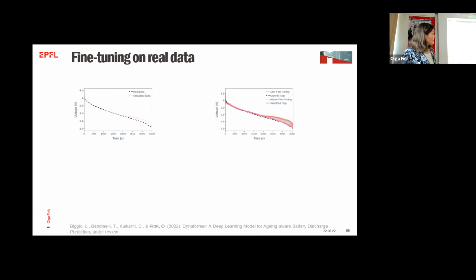So now when we apply just a couple of real discharge trajectories from real data, we are then able to close this simulation to real gap and really start following the real discharge trajectory. So this is just for one discharge cycle. But if we combine all of them, this is demonstrating that particularly at the end, there was quite a large gap between the real data and the simulated data. And now when we apply this fine tuning on top, it really closes the domain gap and it enables us to predict quite precisely.